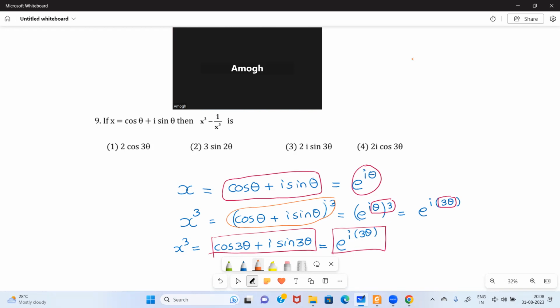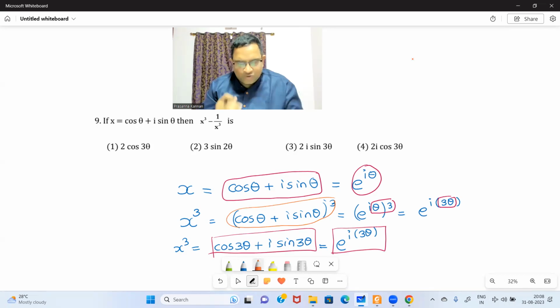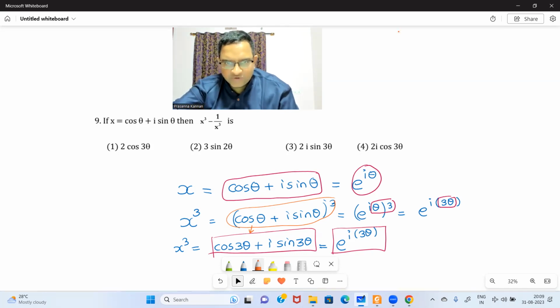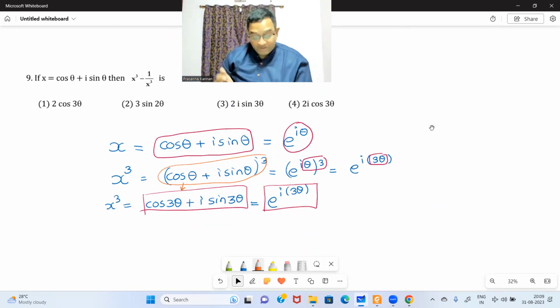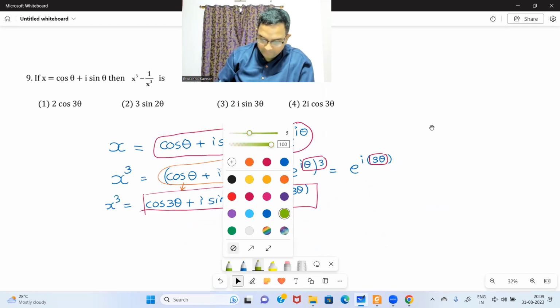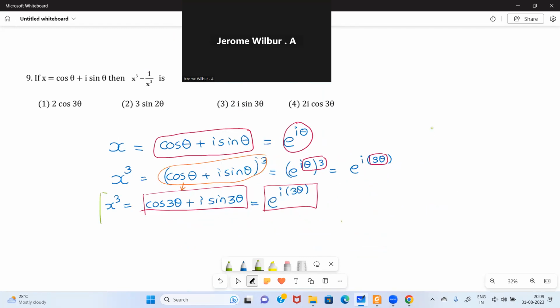Yes, sir. Using Euler's formula, we understand clearly that cos theta plus i sin theta whole cube becomes cos 3 theta plus i sin 3 theta. Even if you cube it, you will get the same result. So that is the biggest benefit of using Euler's formula. Do you understand the benefit? Yes, sir.